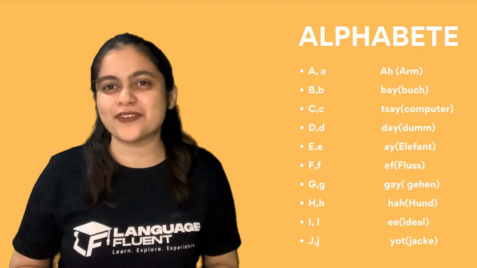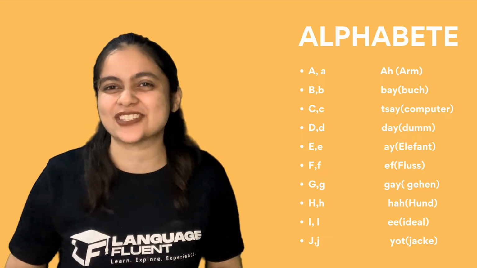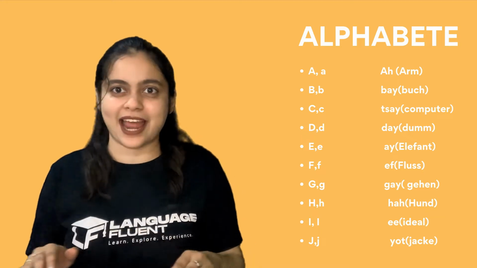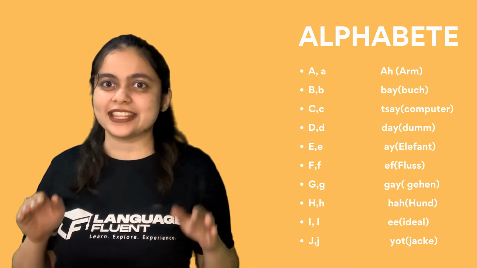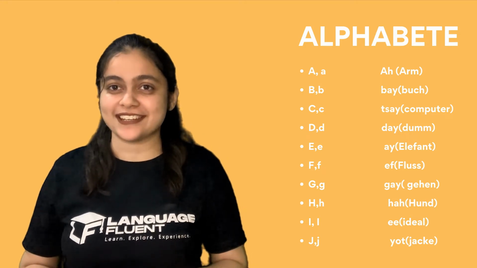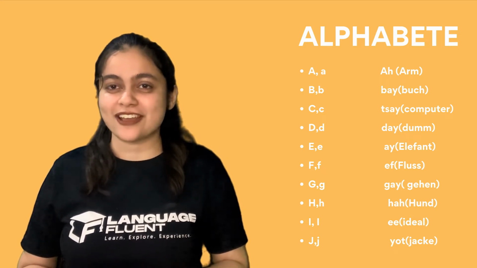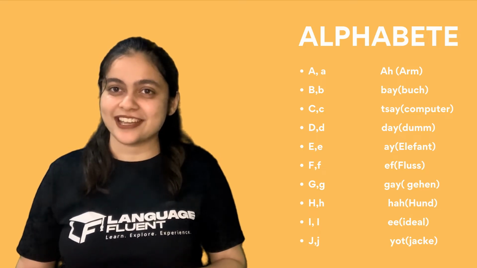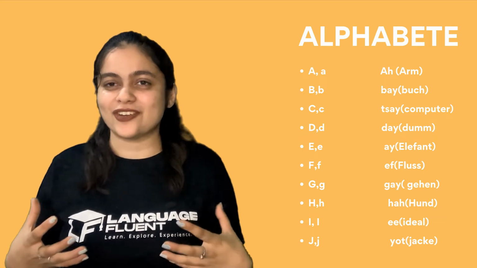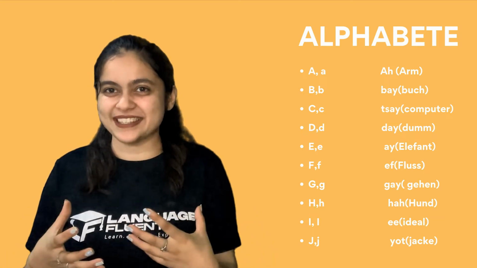The next alphabet for us is what? J, that's right. So J in German sounds nothing like J, believe me. J is actually pronounced as "yot" in German. So it sounds more towards a Y rather than a J. You see what I mean there?